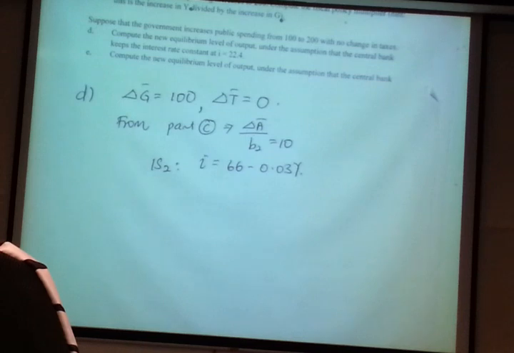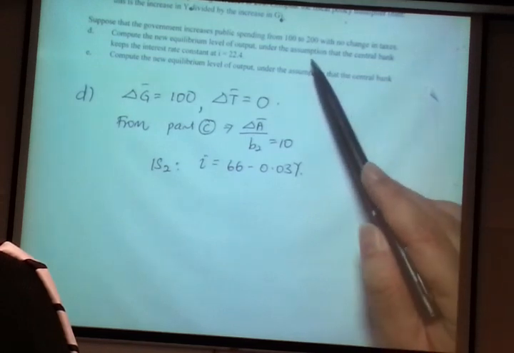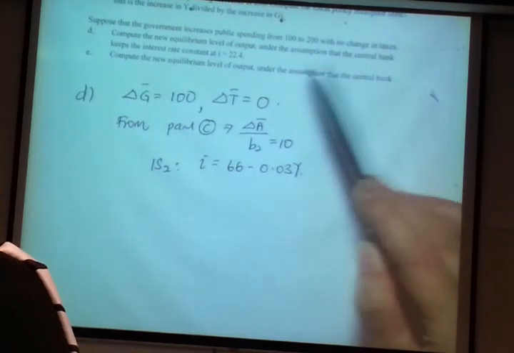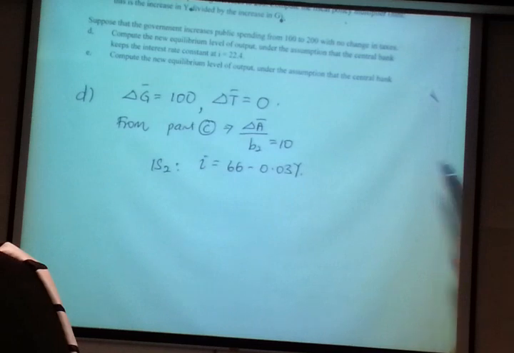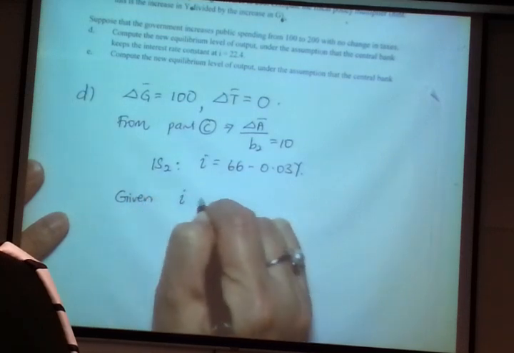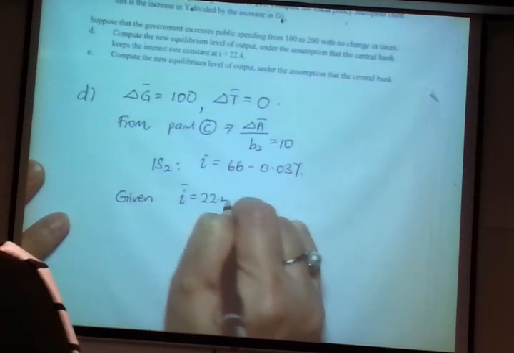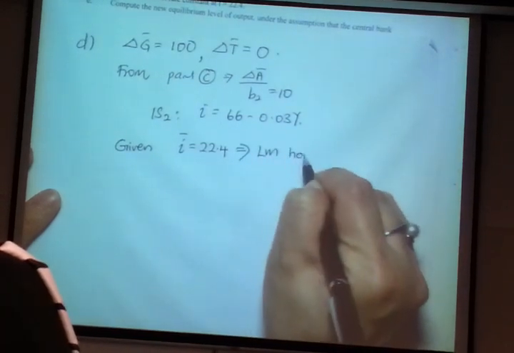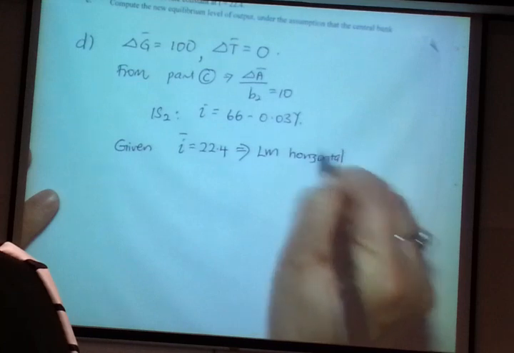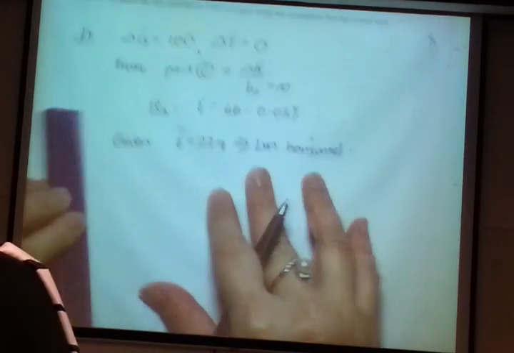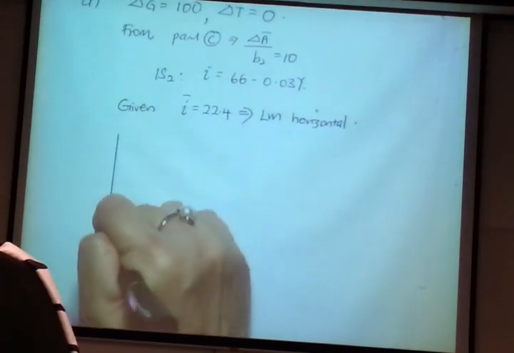So the question here says, under the assumption that the central bank keeps the interest rate constant at 22.4. Given the interest rate is fixed at 22.4, this actually implies LM is horizontal. So what the question is actually asking you in this discussion, we'll still draw the diagram.